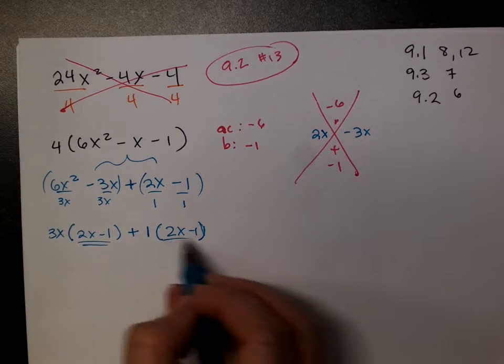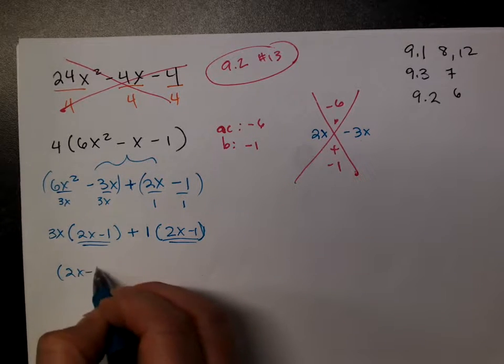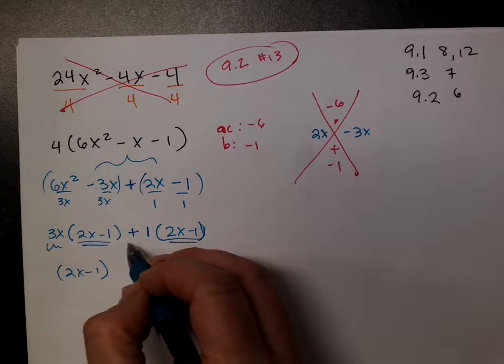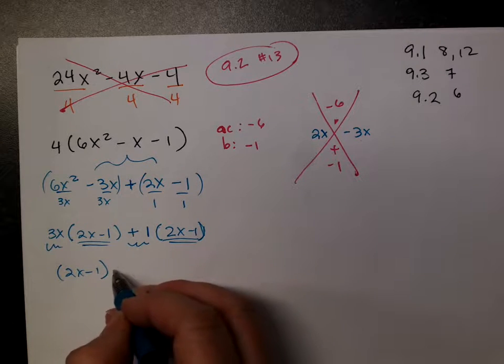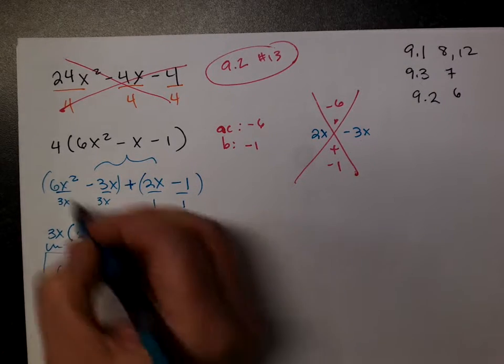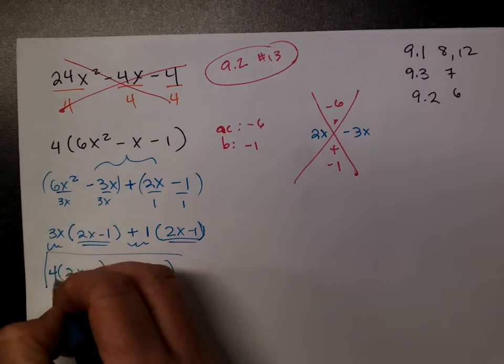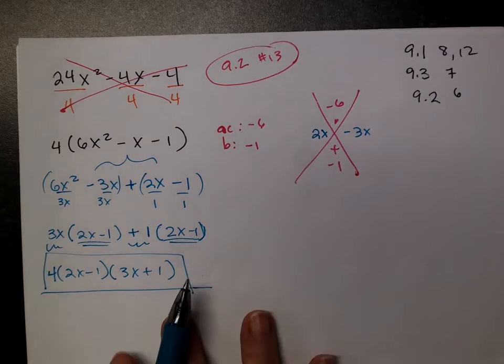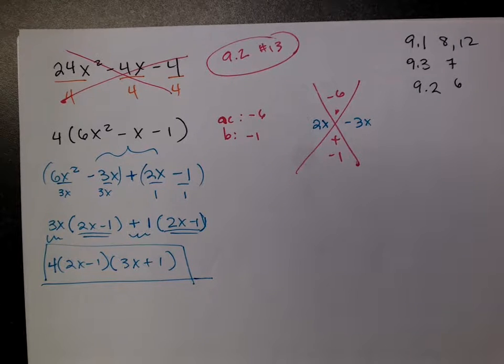And here's our big GCF, 2x minus 1, and then the leftover bit, when we factor that out of both pieces, we're left with 3x plus 1. Oh, and there was an initial GCF of 4, don't forget that, it's part of the answer. Does that help?